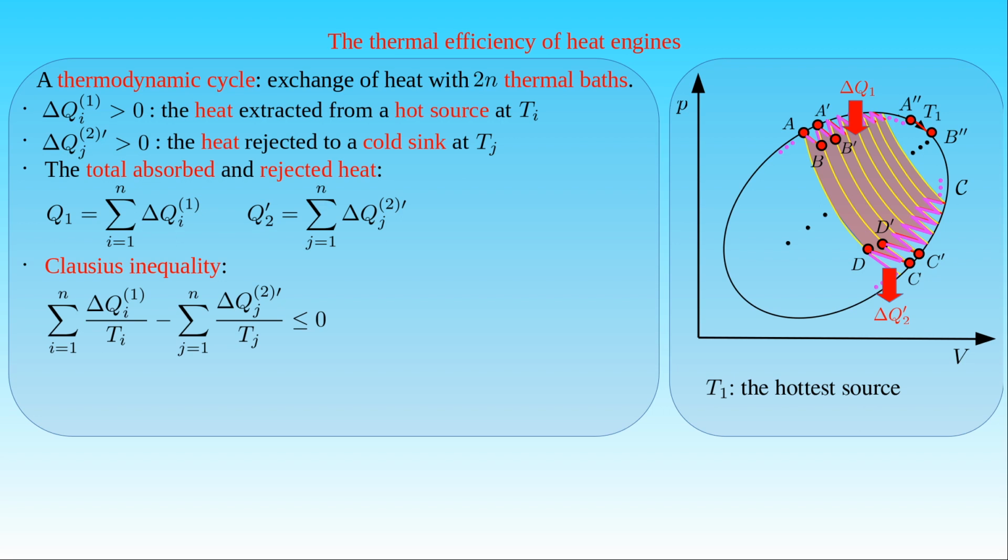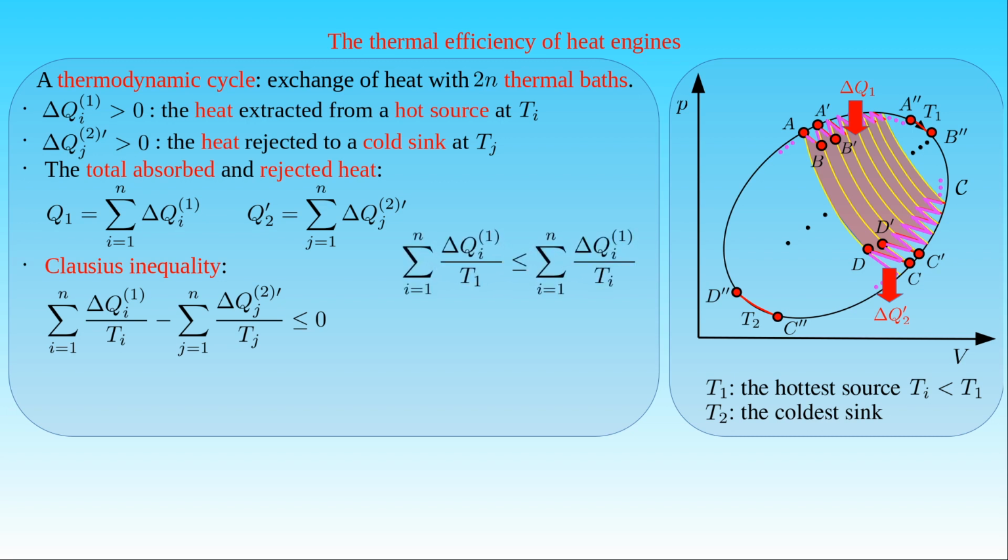Similarly, we assume that T2 is the temperature of the coldest sink used in the thermodynamic cycle, where the isotherm at the temperature T2 gives the path of a step with an isothermal compression of the cycle between the states C'' and D'. Since the temperature T1 is greater than the temperature Ti of any other hot source used in the cycle, by replacing Ti with T1 in the first sum in the left-hand side of the Clausius inequality, we obtain a sum which cannot be greater than the original one.